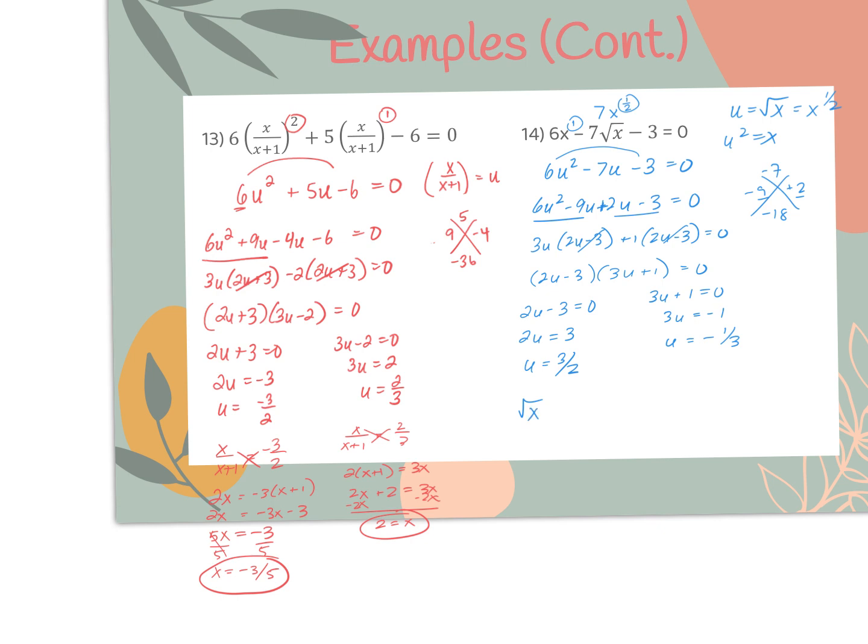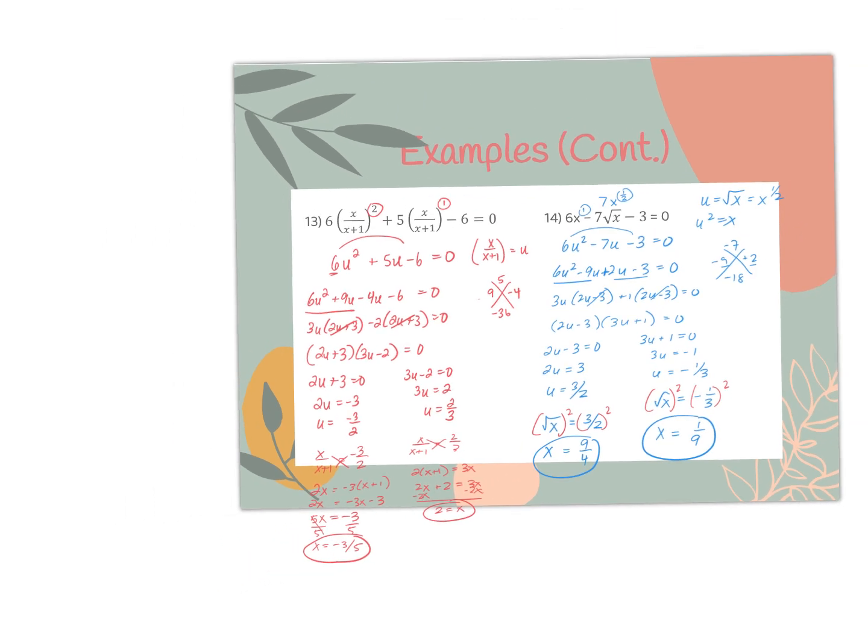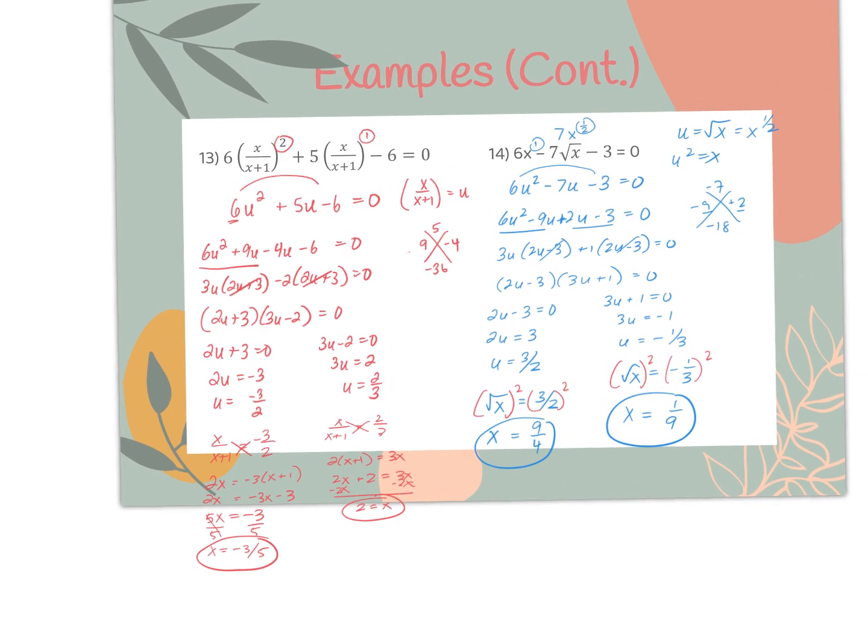I know that u is equal to the square root of x. So the square root of x equals 3/2. How do I get rid of a square root? I square it. So I do the same thing to both sides. So x equals 3/2 squared, which is 9/4. There's one solution. And then I do the same thing over here. Square root of x equals negative 1/3. How do I get rid of a square root? I square it. Do the same thing to both sides, and I get x equals 1/9. And there you have it. So you have your two solutions there as well.